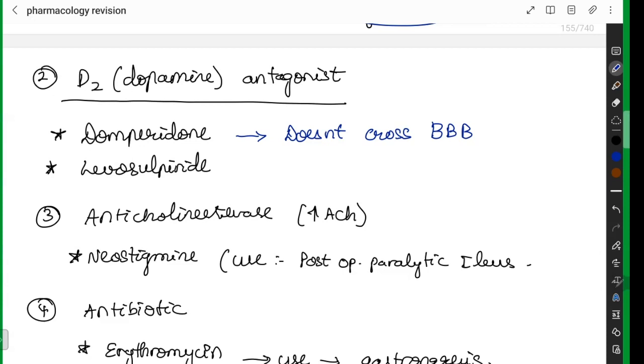Have you ever taken this Pan-D? So we have this pantoprazole. Some people will be prescribed Pan-40. When you take an antibiotic, what is the other adjuvant drug which is prescribed along with the antibiotic? It is going to be Pan-40.